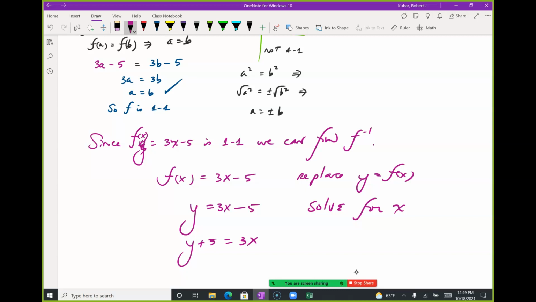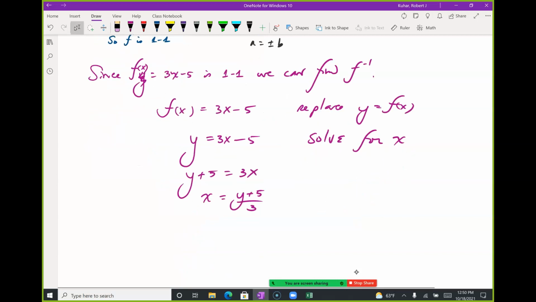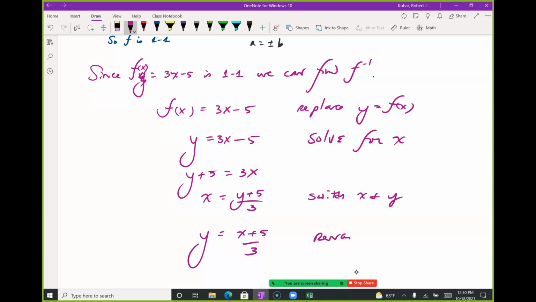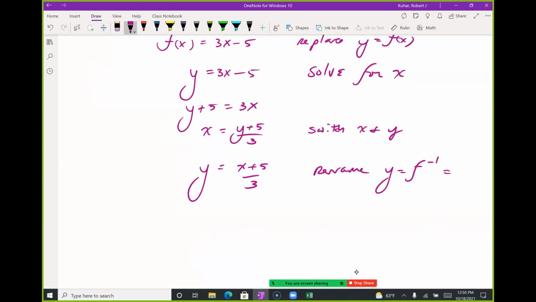And now I'm going to divide by 3. And then I'm going to switch x and y. So I get y equals x plus 5 over 3. And then rename y equals f inverse, and I say equals g. So f inverse of x is x plus 5 all over 3, which I'm going to call g. Makes it a lot easier.